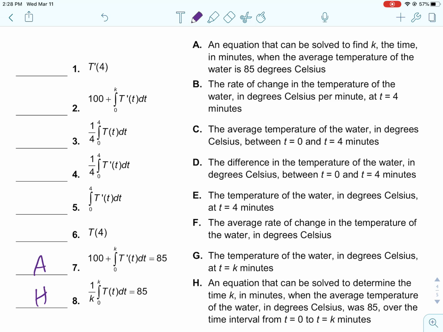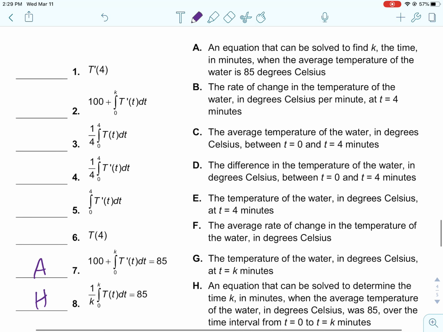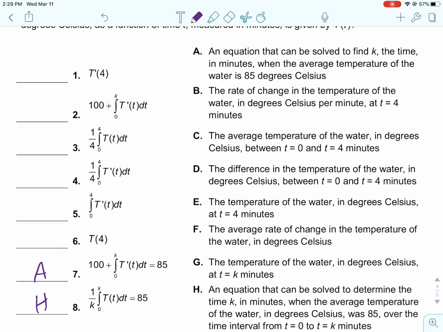Okay, for one, I wish it would have said the average rate because it has that T prime of T. So an equation that can be solved to find K, the time in minutes when the average temperature of the water. An equation that can be solved to determine K when the average temperature of the water over the time. I think they're the same. Do the rest of them. It's fine.